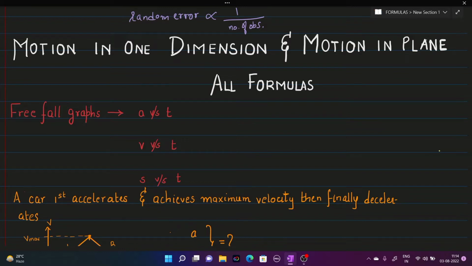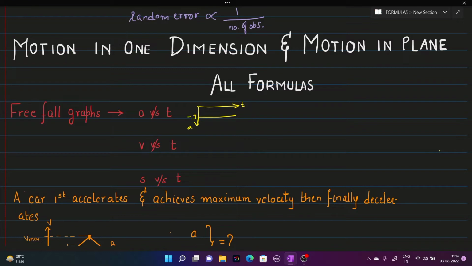For A versus T graph, basically when we throw an object to the ground, okay, then the acceleration is said to be constant and negative. So this is a constant and it is negative. Okay, this is AT graph and this is minus of G.